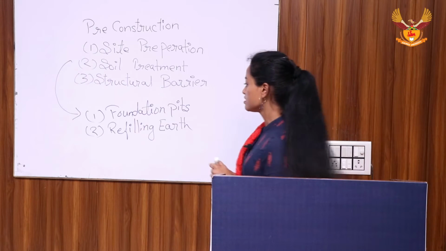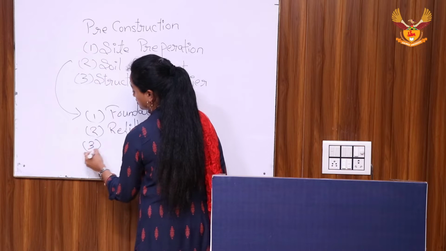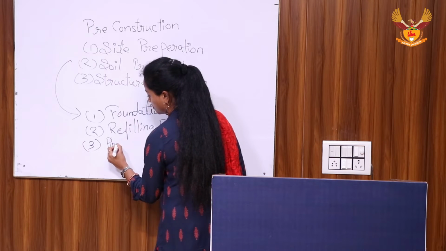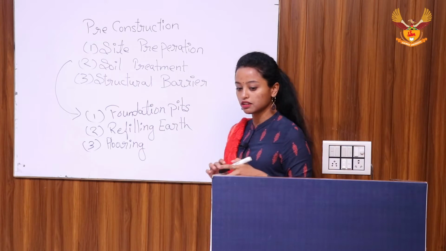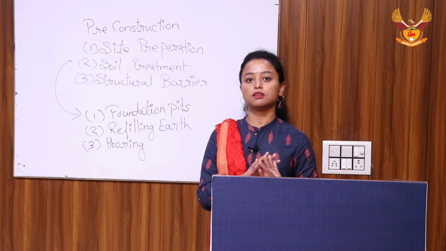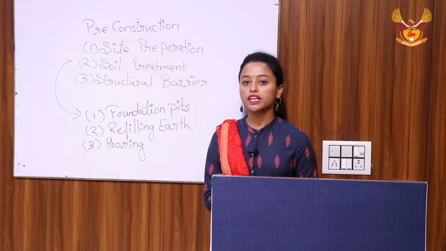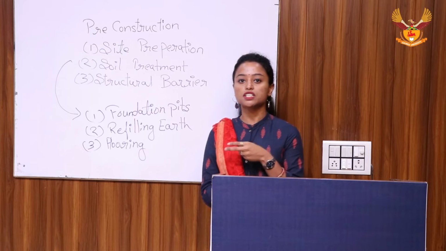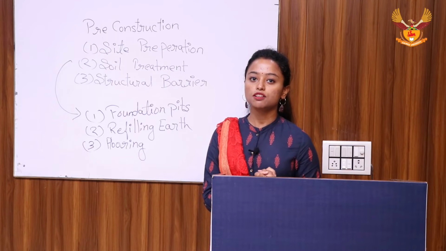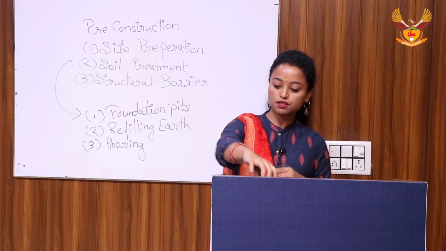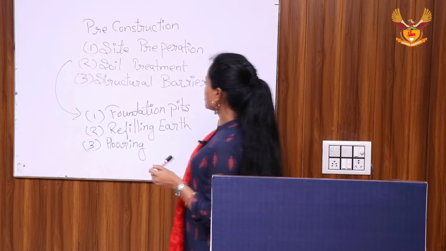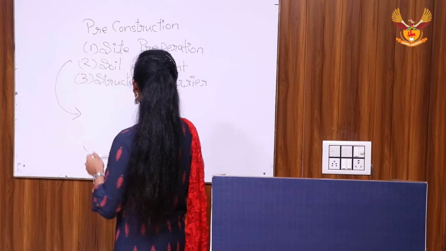The third one is flooring. After refilling of earth, we do the flooring part with the help of that insecticide. We spray the insecticides in the flooring area to avoid the entrance of termites. So these are the soil treatments that we can do for the anti-termite treatment.